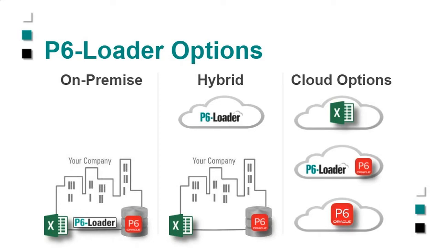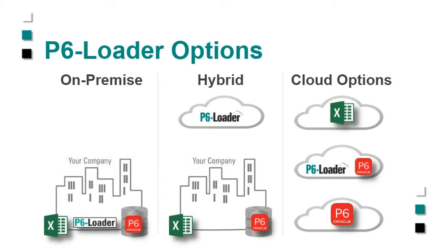all the way up to big organizations. Now, maybe you have a hybrid structure where some of it is in the cloud and some of it is local, or maybe you want P6-Loader to be in the cloud. That's a possibility as well. So we can set up P6-Loader anywhere you want, and it will still be able to access your local Excel and P6. The other option is maybe some or all of your tools are in the cloud.